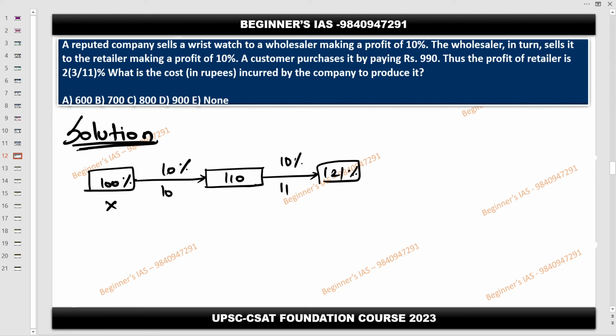So now listen. So this is the company, wholesaler, retailer, then customer. Paying is 990. The profit of the retailer. Profit of the retailer is what? 3 by 11%.